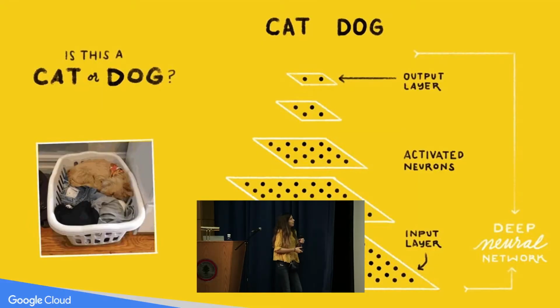Machine learning means feeding this model with huge amounts of data, where this data has already been classified as cat or dog. And then the model all by itself will be able to detect whether this image is a cat or a dog. So, as I said, this is an example.